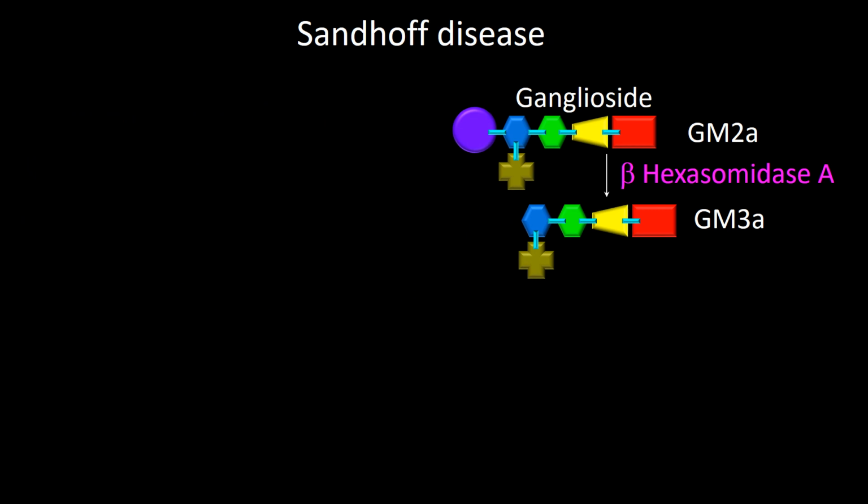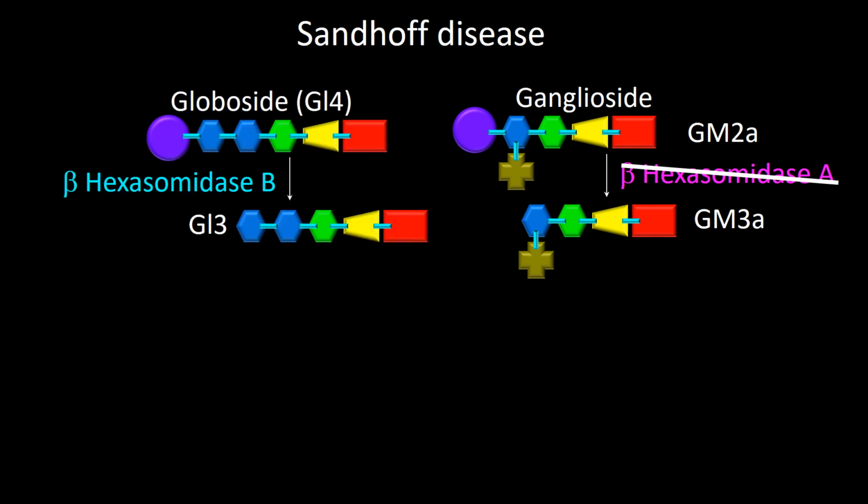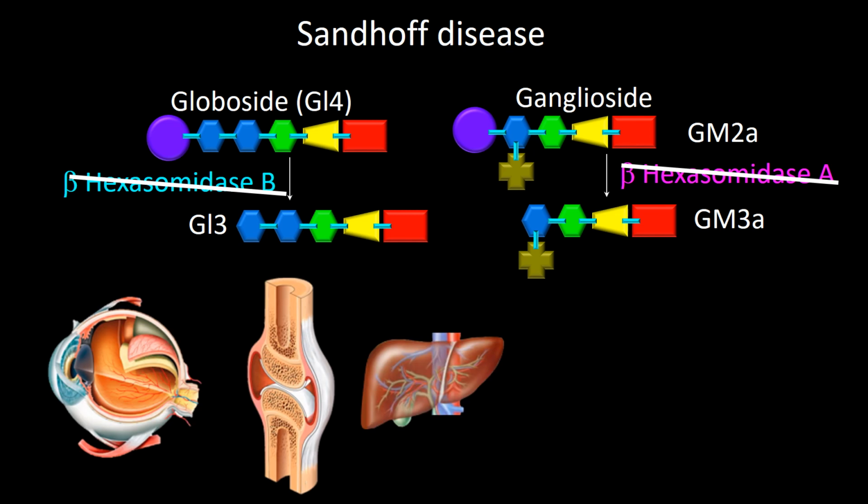Beta-hexosaminidase A is also deficient in a condition called Sandhoff disease. In this condition, beta-hexosaminidase B, an enzyme needed for the catabolism of globoside, is also affected. CNS symptoms are the same as those seen in patients with Tay-Sachs disease, but patients with Sandhoff disease also have visceral involvement affecting cornea, cartilage, bone, and liver.